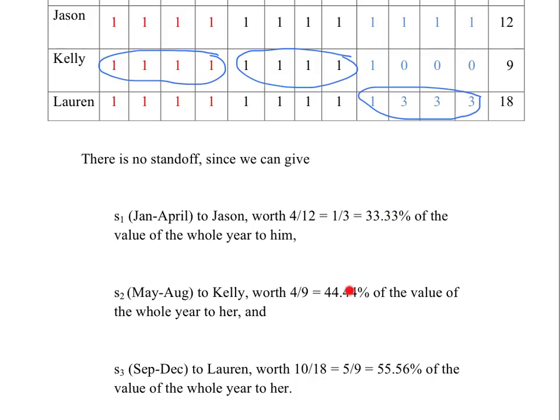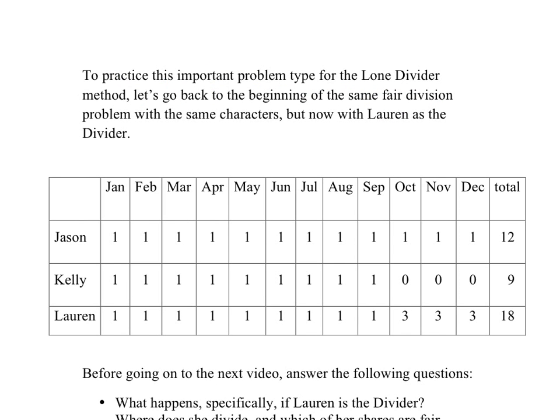The fact that all these numbers are at least 1/3, they're at least 33.33%, indicates that this really is a fair division. In order to practice this important problem type for the lone divider method, let's go back to the beginning of the same fair division problem with the same characters, same numbers, same preferences, same everything, except now Lauren is the divider instead of Jason.